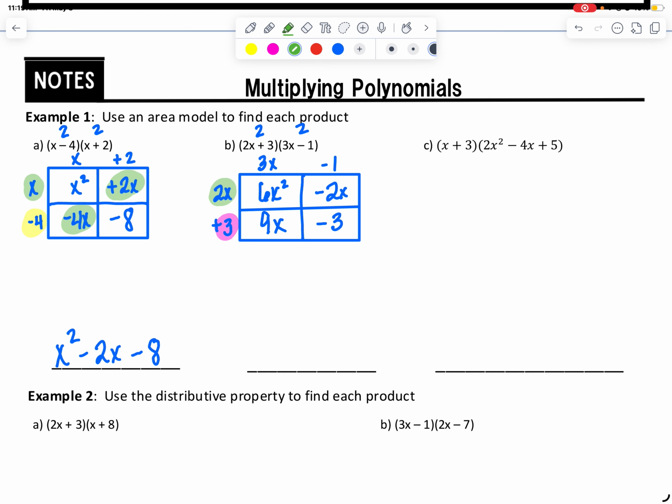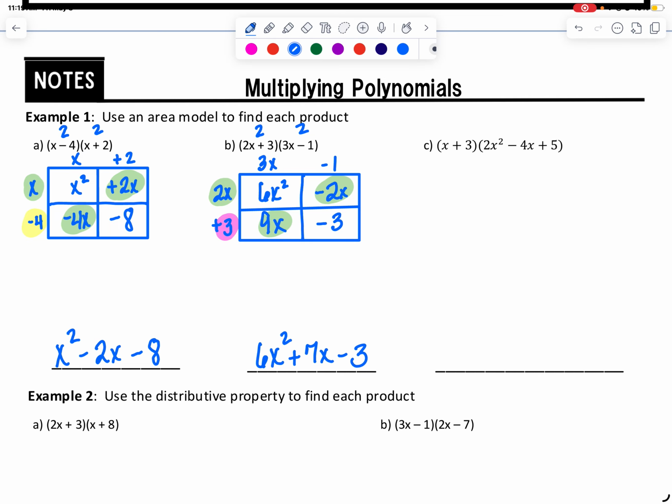Now, look for any like terms, and I see I have a 9x and a negative 2x that can be combined. So the 6x squared, nothing to combine it with. 9x plus negative 2x is positive 7x, and then minus 3, nothing to combine it with. So 2x plus 3 times 3x minus 1 is equal to 6x squared plus 7x minus 3.